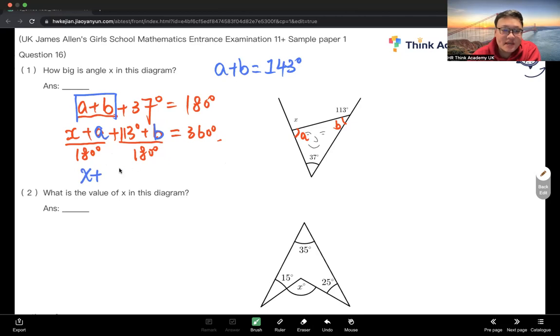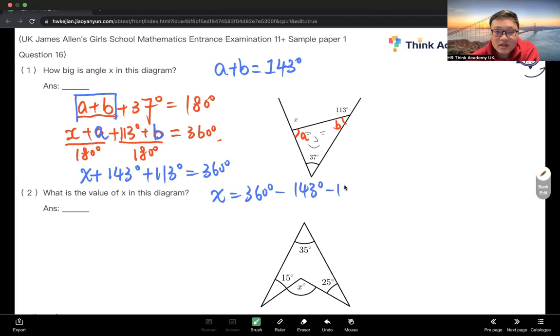So X plus A plus B, and we know that A plus B is 143, and then you plus 113. That gives you 360. So you found X, which is 360 minus 143 minus 113, and that gives you what number? It's 256... So you take that, and you got 104 degrees. That's it.